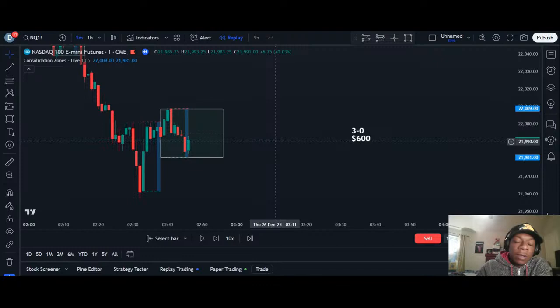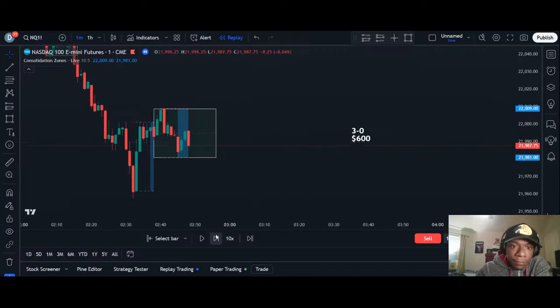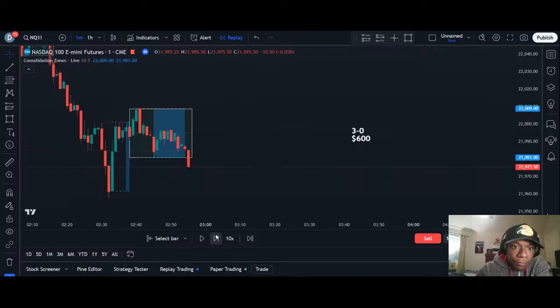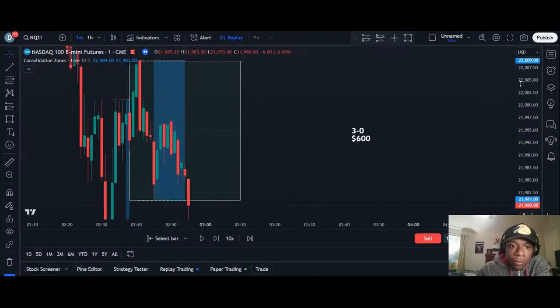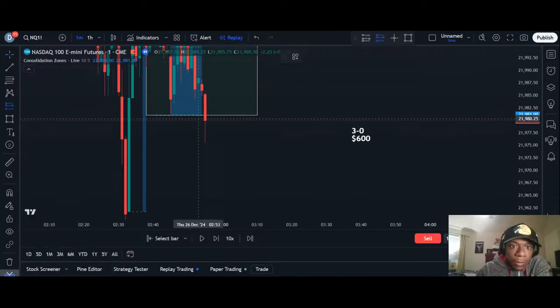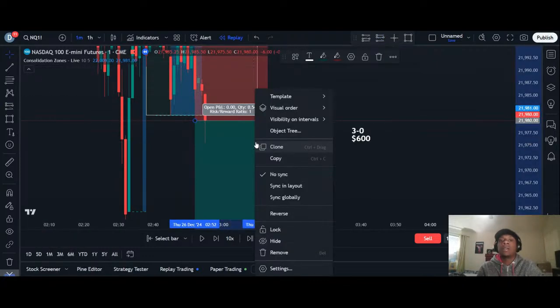Wait for a close above or below. Boom. There it goes. A close below. This would be the 4th trade in a row. So we're going to go to our template and we're going to use TP4.